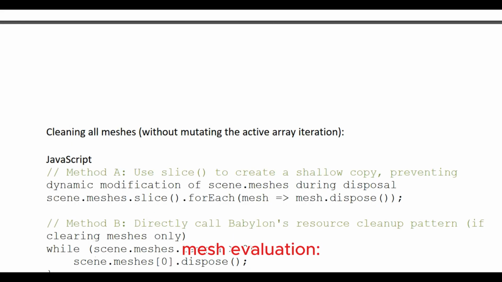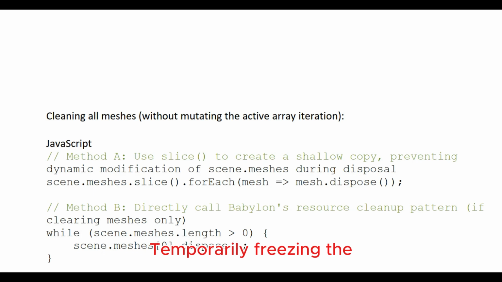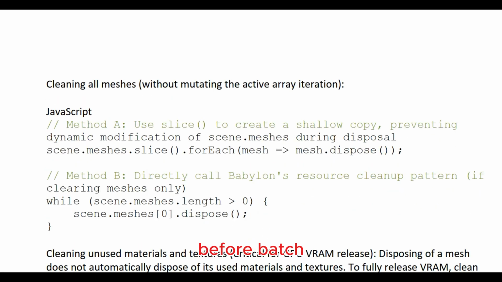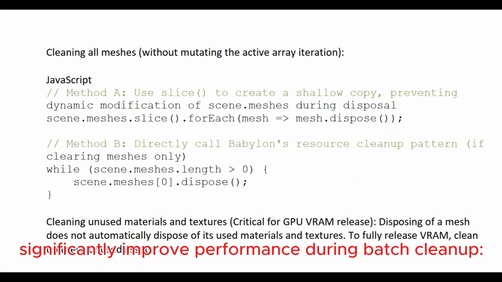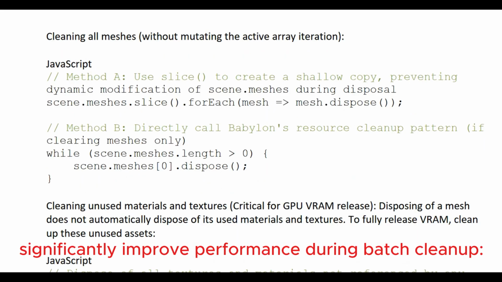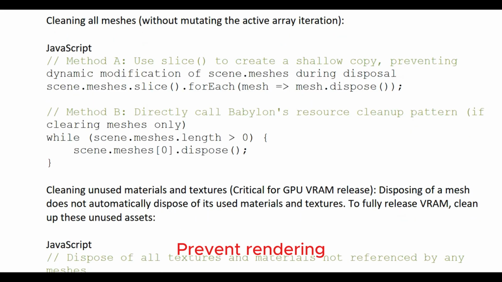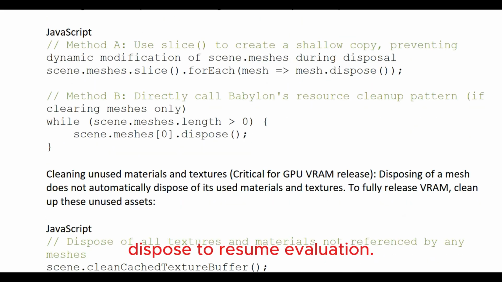Freeze active mesh evaluation. Temporarily freezing the scene's rendering evaluation before batch destroying a large number of meshes can significantly improve performance during batch cleanup. Prevent rendering evaluation, perform batch dispose, then resume evaluation.